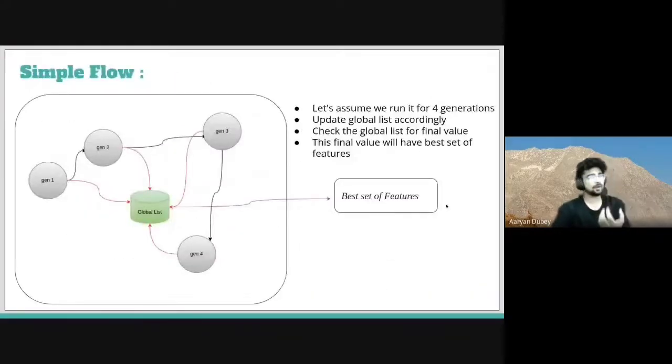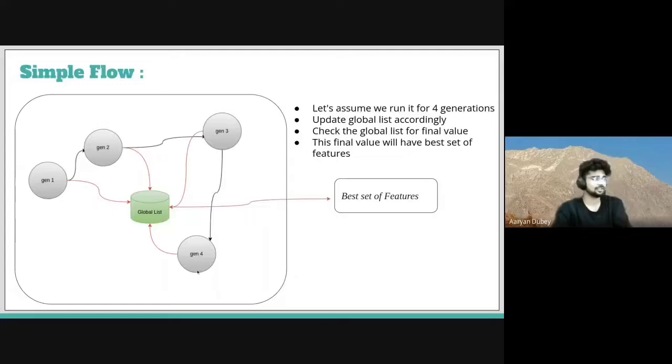So, the simple flow of the diagram, what we have learned right now. We know what happens in each generation of the EFS, so we run it for 4 generations, right? For every generation, we perform the crossover operation, we perform the mutation operation, we perform the evaluation, and we update the global list accordingly. In the whole generation process, the global list will have certain values that will be terminated from it, and certain values that will be added to it. The evolution of the creatures will happen in this particular simple flow.